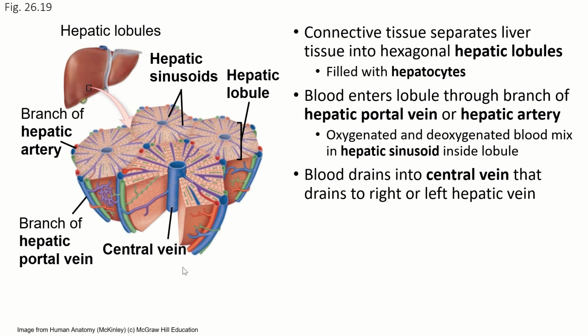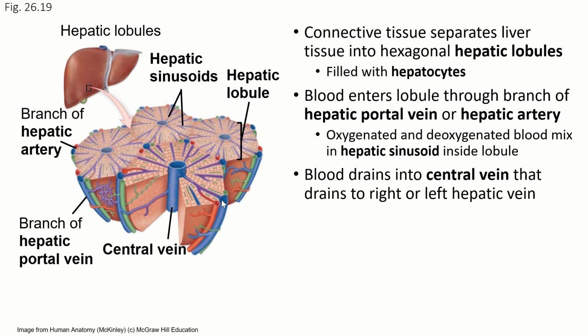Blood enters at the corners of each of the lobules through a branch of the hepatic portal vein, a branch of the hepatic artery, and then the oxygenated blood from the artery, the deoxygenated blood from the vein pour through sinusoids that branch off of both of those. And both of those kinds of blood mix. So you get a mix of oxygenated and deoxygenated blood flowing past the hepatocytes. So these cells get oxygenated and at the same time can do their job of filtering toxins.